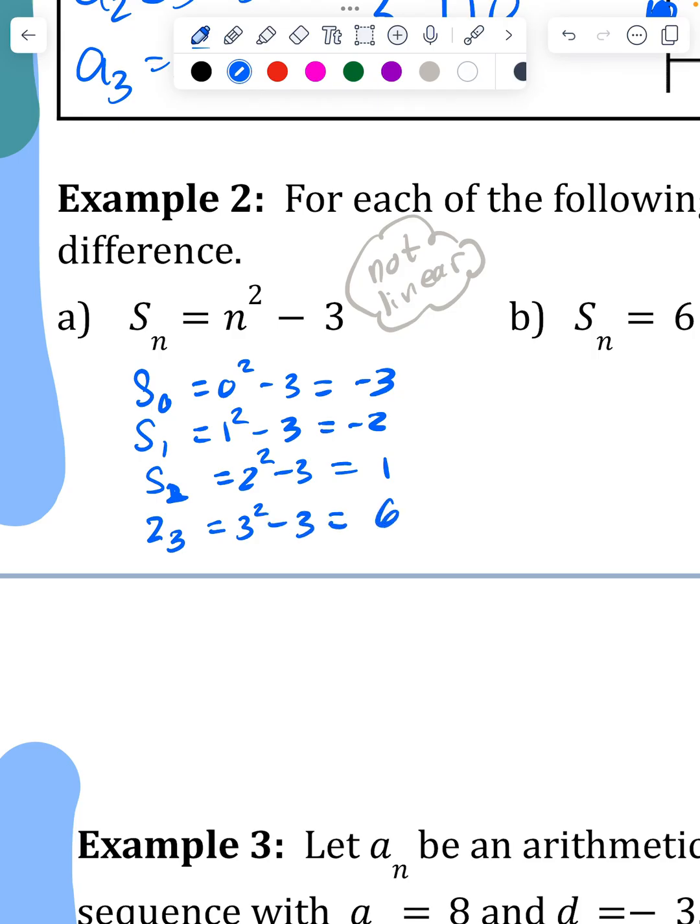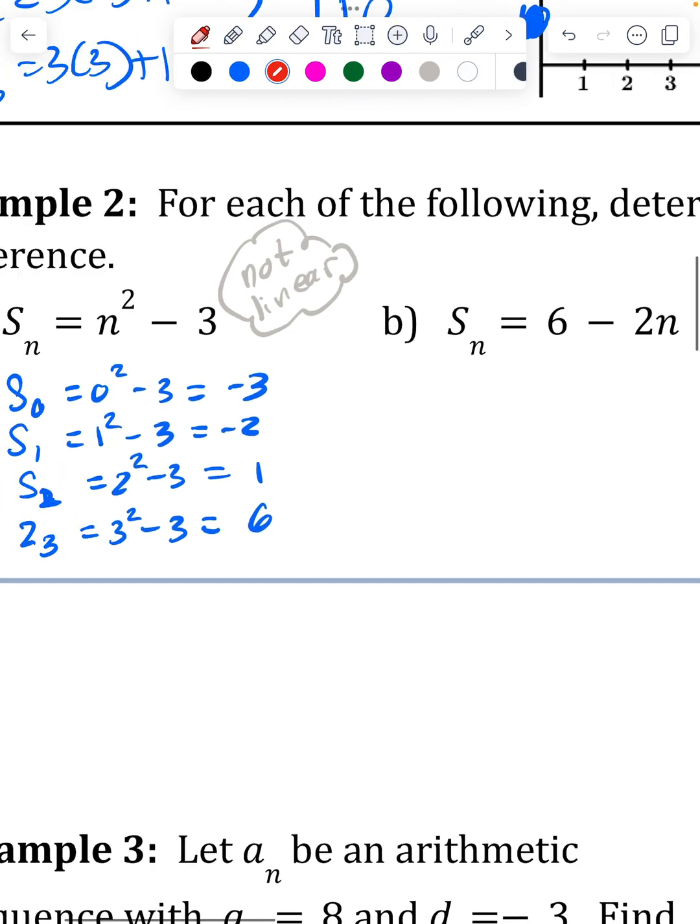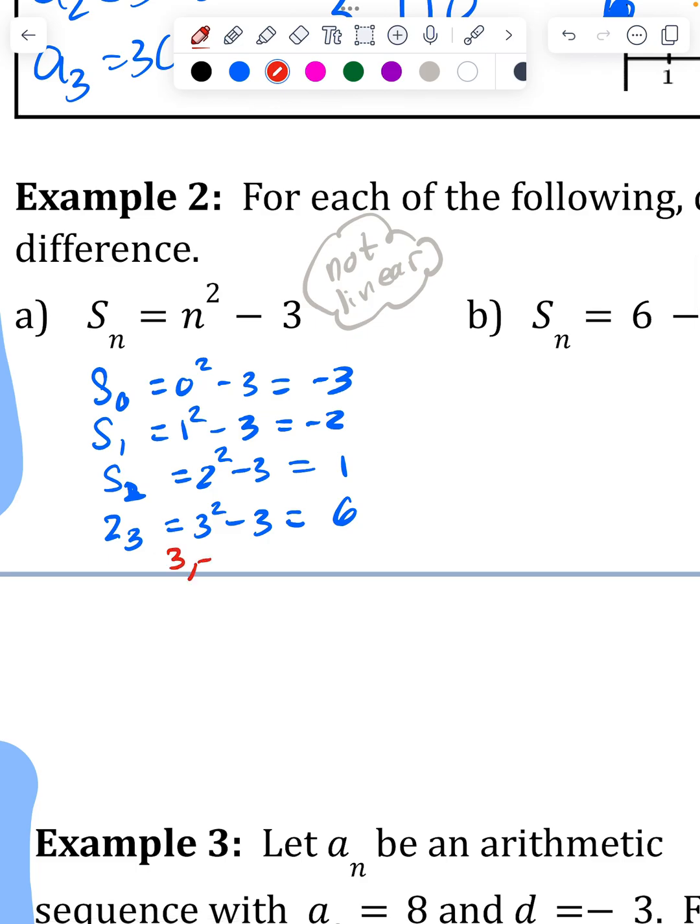And now that I have a series of numbers, I could write them out like we did in the other examples, where I would have -3, -2, 1, 6. Then I can be like, hey, that's going up by 1, that one's going up by 3, that one's going up by 5. So this is going to be a no because there's no common difference and it's not linear.